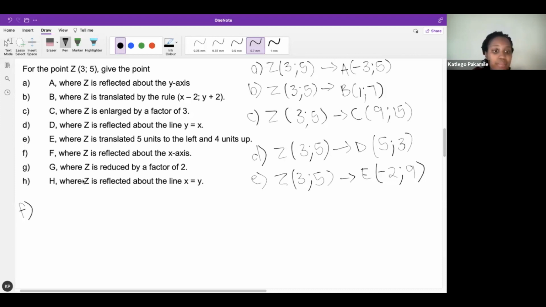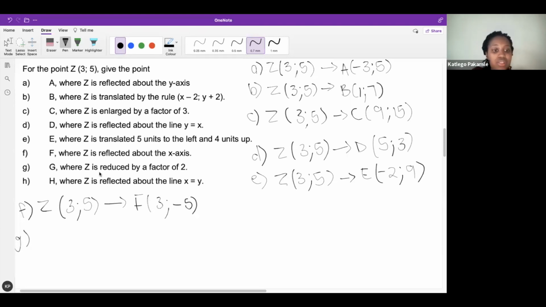I like it. Z is reflected on the x-axis. What happens when you reflect on the x-axis? The Y changes. Thank you, Sai. So what are my new coordinates? 3 and -5. There we go.